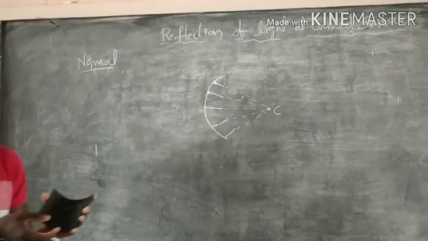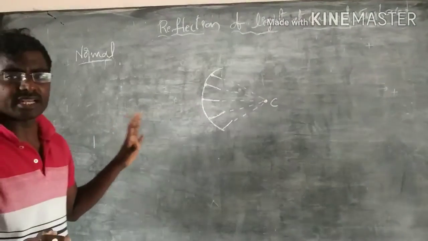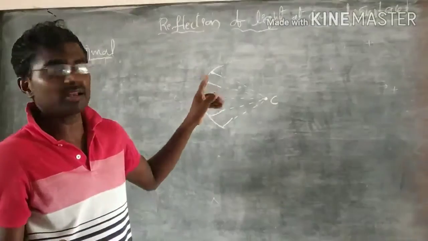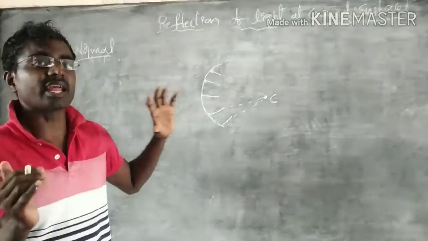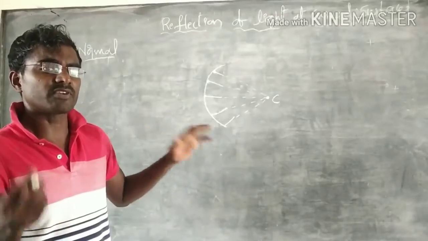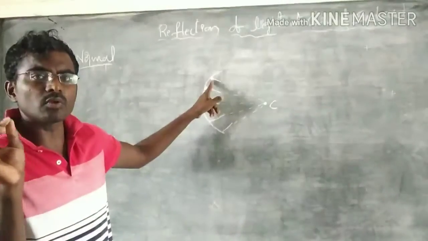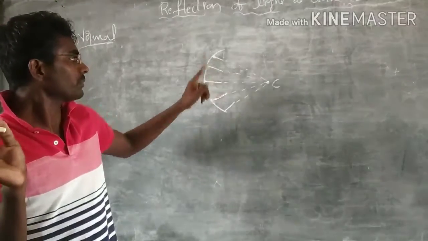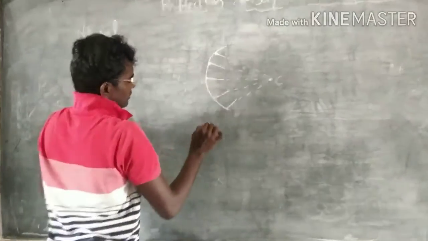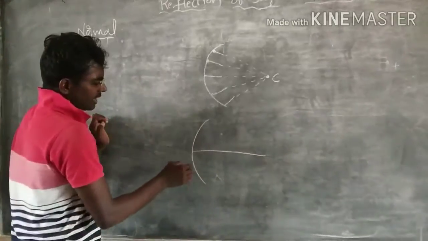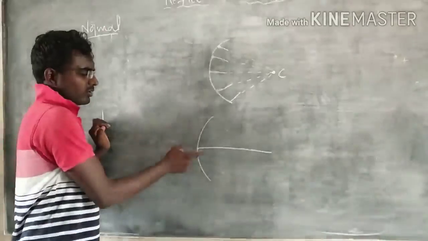So we take the incident angle and reflected angle with the normal. At the normal, the light makes an angle of incidence and angle of reflection if it reflects. We shall take the angle only with the normal. For example, this is the curved surface, and here the principal axis is acting as the normal.